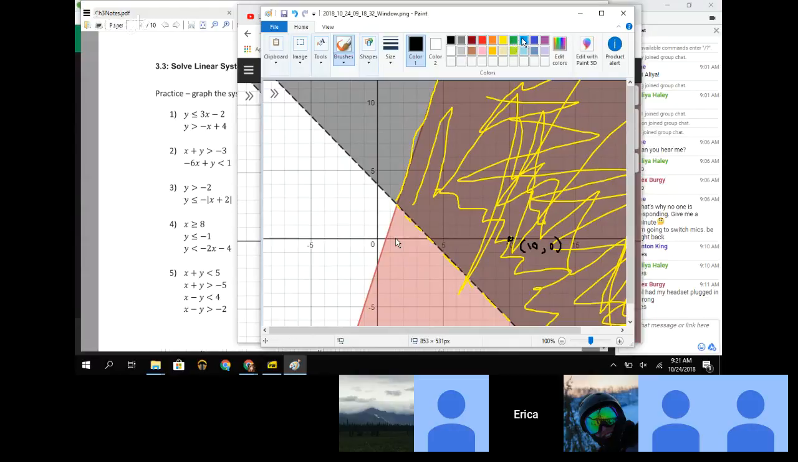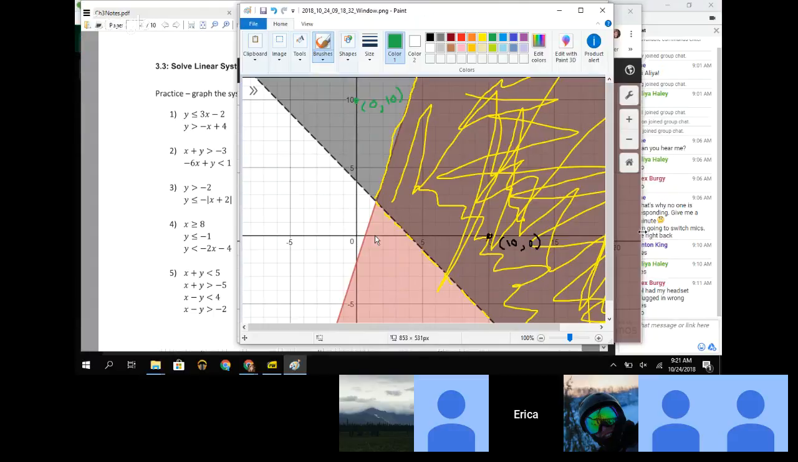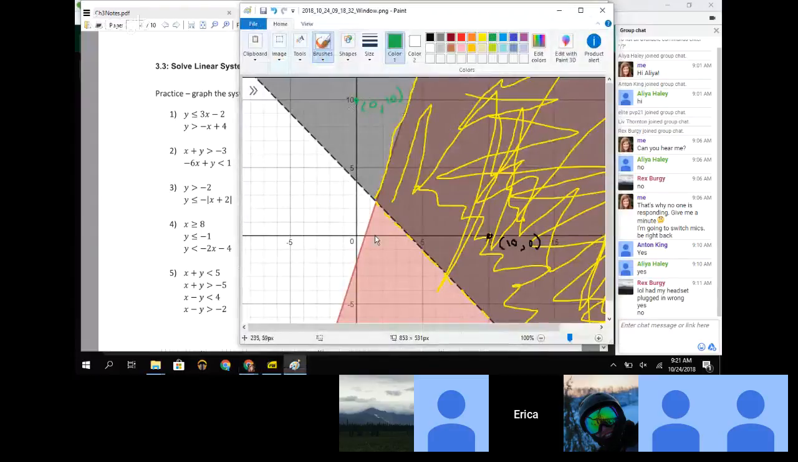All right, so what about this green dot here? What about when x equals 0, y equals 10? Is that a solution to my system of equations? No, Otto says no. I agree with Otto. That's not a solution, right? It works for my second equation, right? But it doesn't work for my first equation.